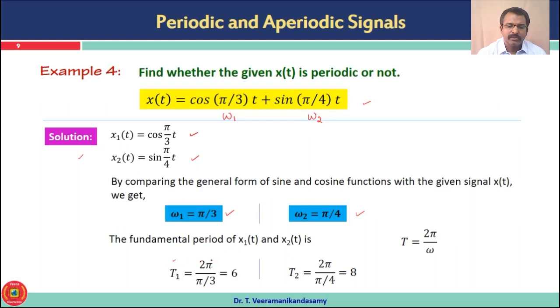T1 is equal to 2 pi divided by omega 1. Omega 1 is pi by 3, so pi will get cancelled. Finally we are getting 6. Then for T2, 2 pi by omega 2, here omega 2 is pi by 4, so pi and pi will get cancelled, and finally we will get 8. So T1 is 6 and T2 is 8.